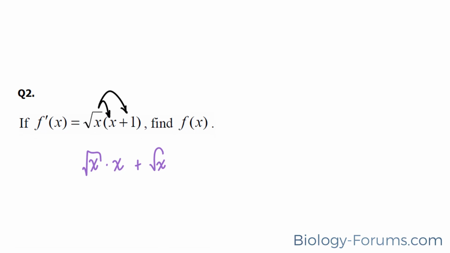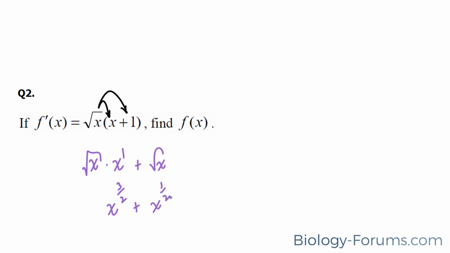Now, if you recall from early algebra, the square root of x is the same thing as saying x to the power of half. And x to the power of half times x, well, since you have the same base of x, you simply add the exponents. So the exponent here is a 1. The exponent here, as discussed, is 1 over 2. 1 plus 1 over 2 is 1.5, and that translates into x to the power of 3 over 2. And similarly, the other term translates to x to the power of half.